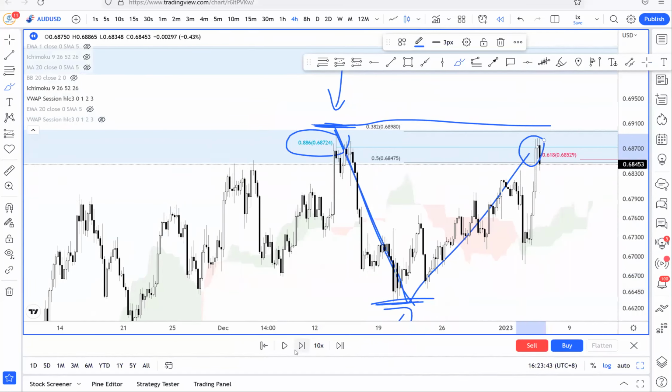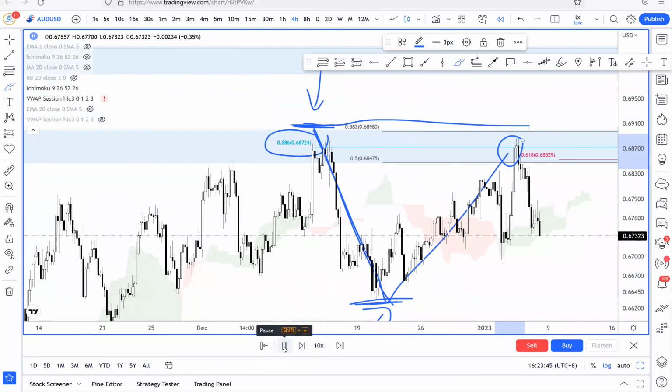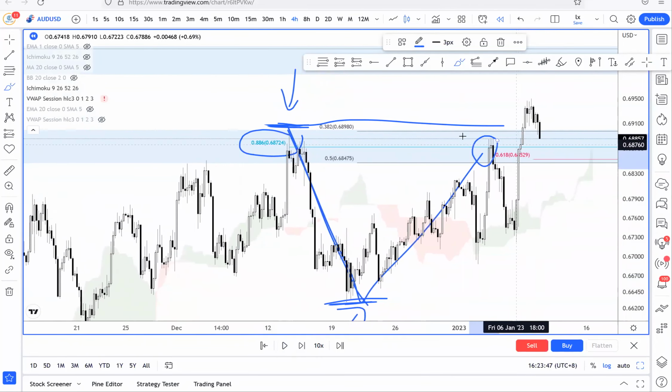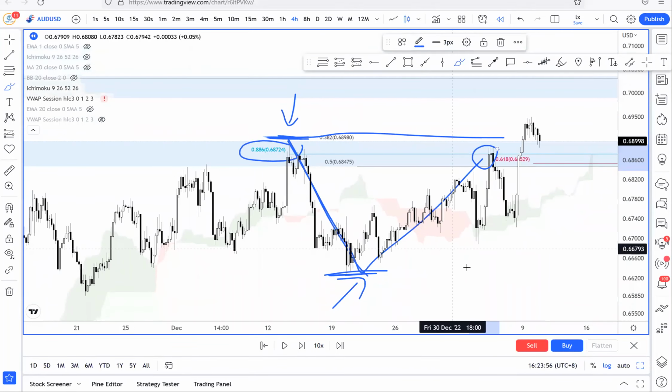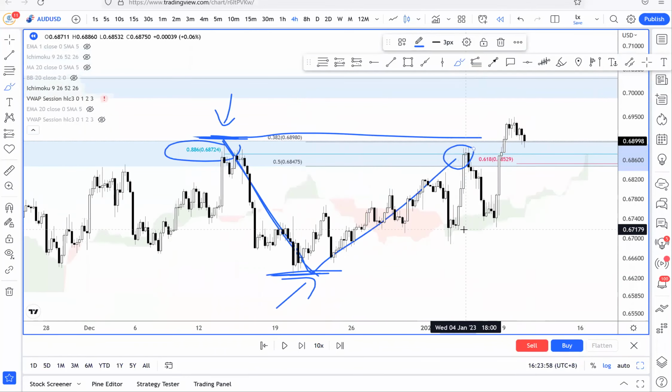If I continue playing back, you can see that at this point when price breaks above and forms a new high, then the retracement level that you took with this reference point is no longer valid. Okay, so just something to keep in mind.